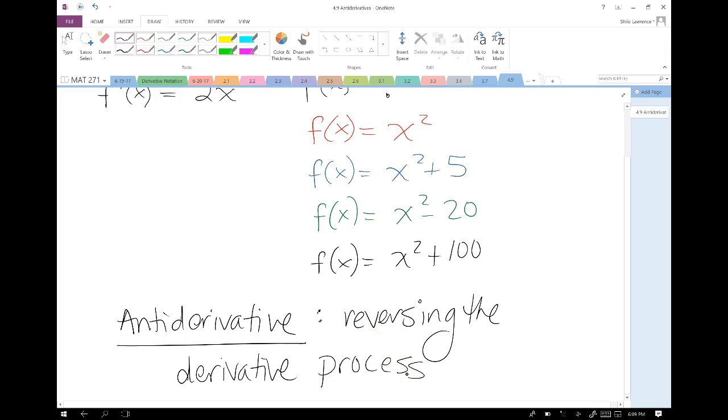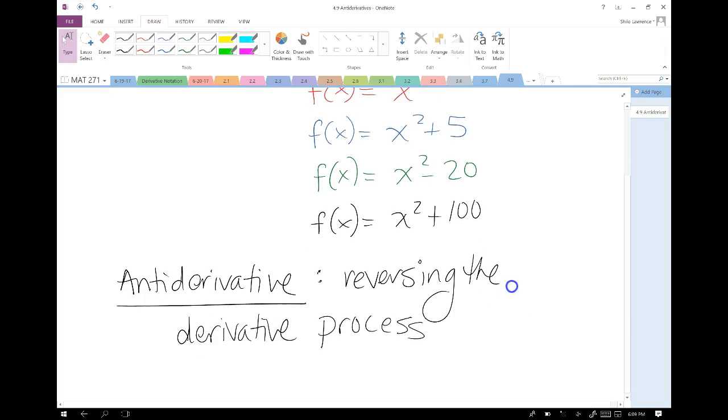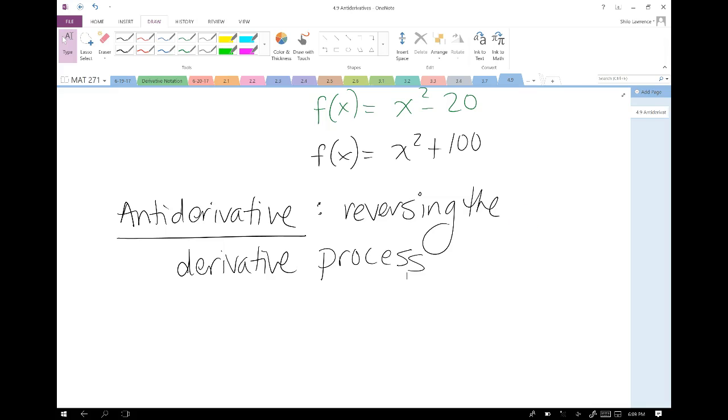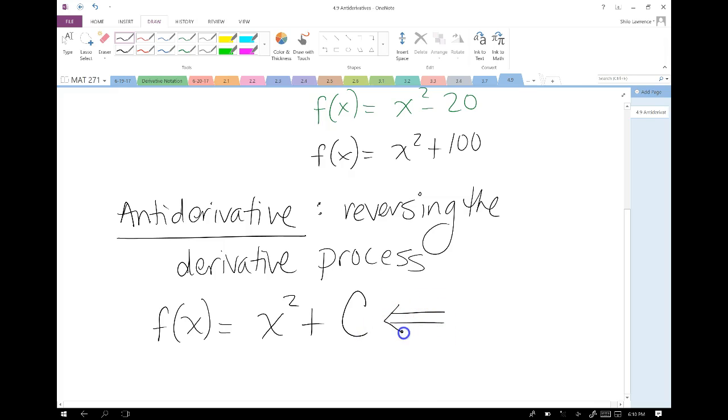And because derivatives of constants are 0, we won't see them in the derivative. So when we do the antiderivative and we say our final answer, technically we have to account for that. So we would say f of x is x squared plus possibly some constant. And we call this c here an arbitrary constant. There could be this arbitrary constant.